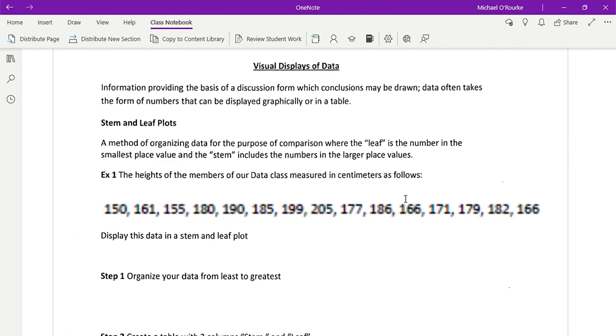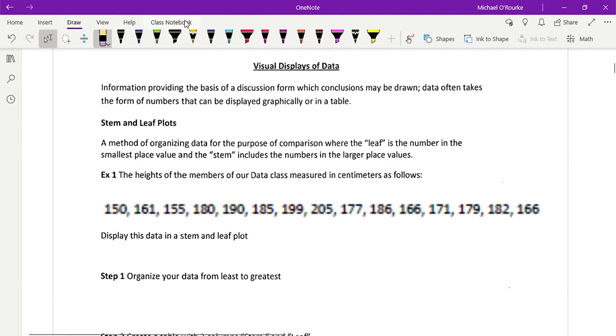I will write on my screen using this tablet. I will try my best to be neat, but I am not the best. You don't have to write it. It's already in your OneNote, all filled out. But there will be stuff I want you to do on your piece of paper. Like, who knows what a stem and leaf plot is?